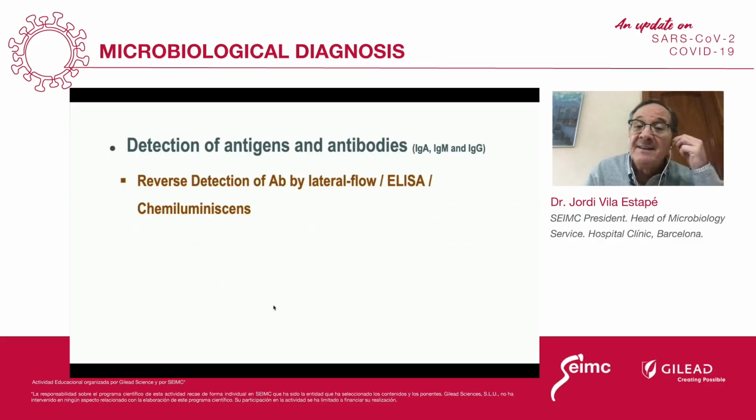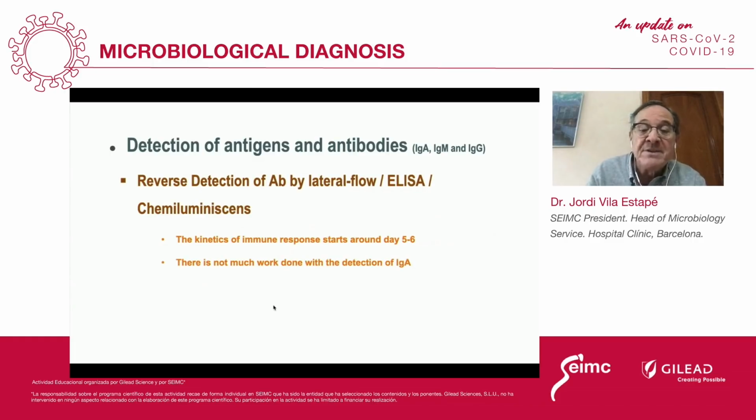To detect the antibodies, either IgA, IgM, or IgG, we can also use lateral flow, but there are some ELISAs or other antigen-antibody assays associated with chemiluminescence that can be used. The problem with the detection of antibodies is that the kinetics of the immune response starts around the 5th or 6th day of the evolution of the symptoms, or the starting of the symptoms.